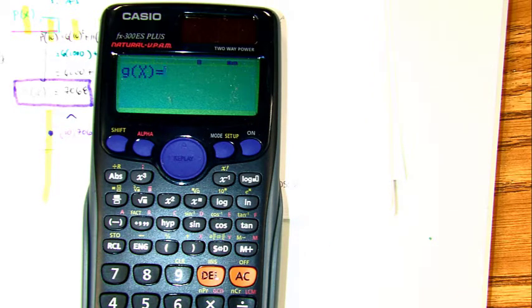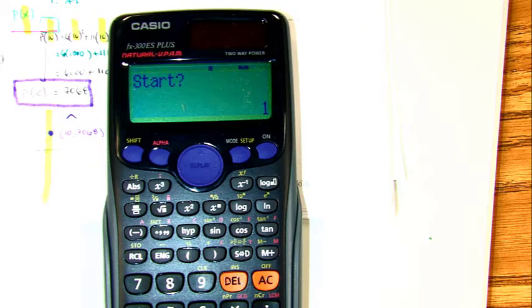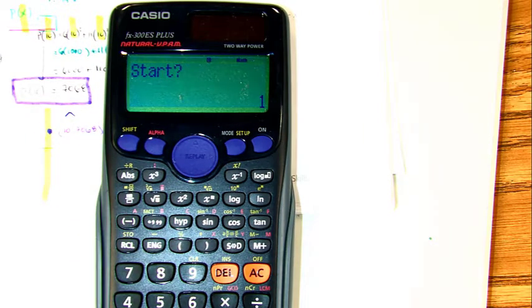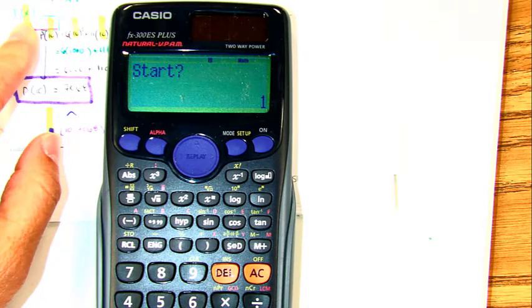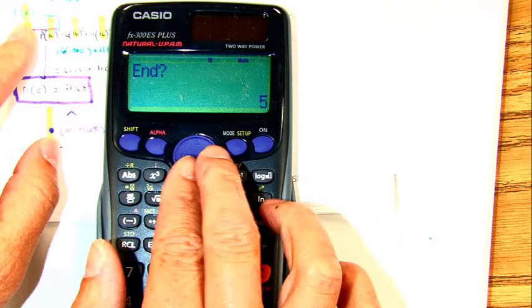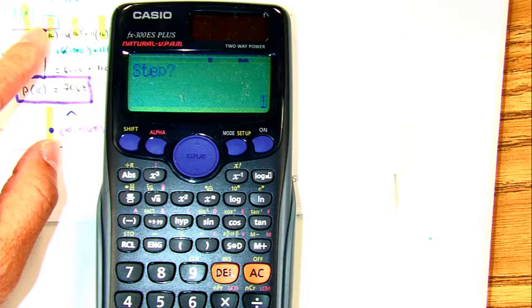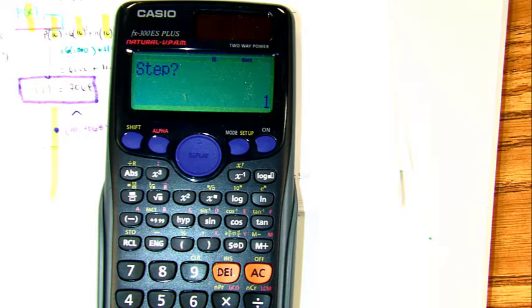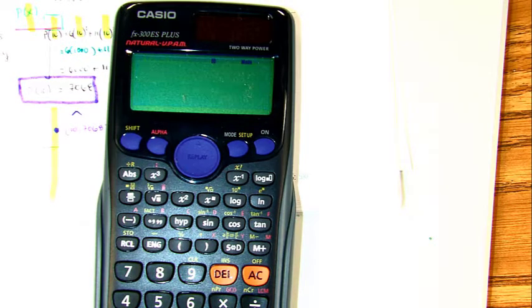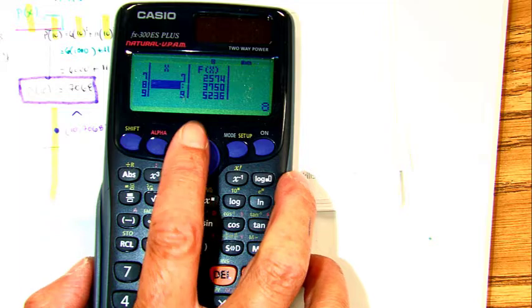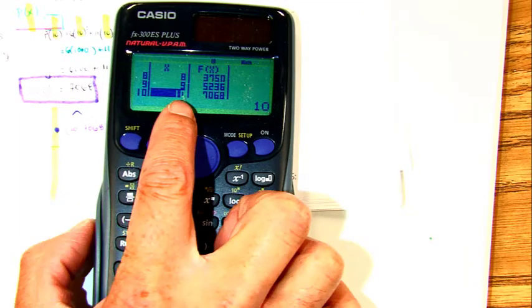G of x is a second function. I'm going to just press equals. It's telling me where I want to start. Okay? I want to make sure my start and my end includes 10 in there. So start at 1. It says end at 5. No, I want to end at 15 because 10 is between 1 and 15. Steps, that's how I want the x values to move up by, so I'm just going to press equals. Okay, so at 10, we're saying that the answer was 7,068. And there it is. What does this mean?